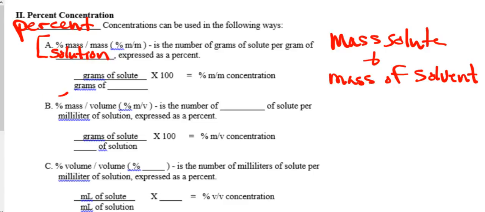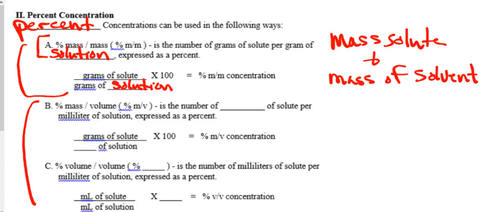This is the only one that happens on. The rest of them, it will always give you the solution. But be careful on this one to make sure you have the denominator be the mass of the solution. So here we go. It's the grams of solute over the grams of solution again, times 100.